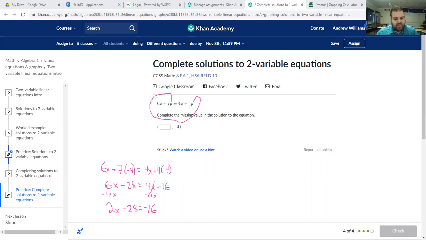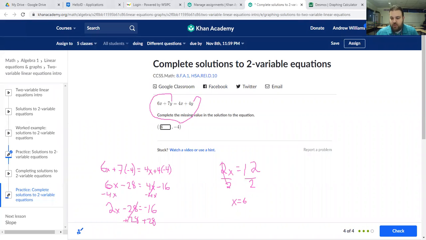And my variable x is on the left, so I need to get my constants over on the right. I'll add 28 to both sides. I'll bring my work over here. 2x equals, those canceled, negative 16 plus 28, that's positive 12. And divide both sides by 2. And you get x equals 6 as your solution for this problem.